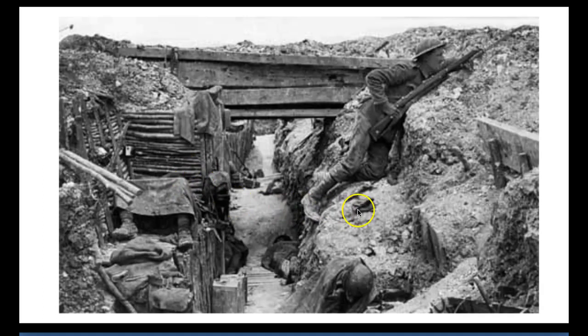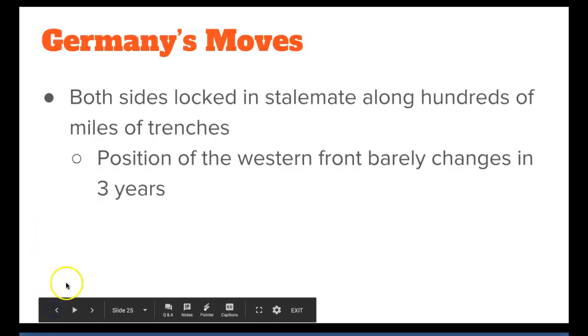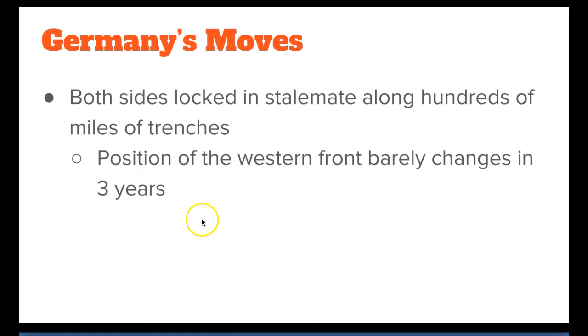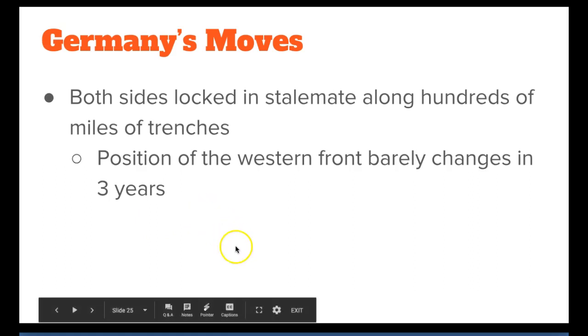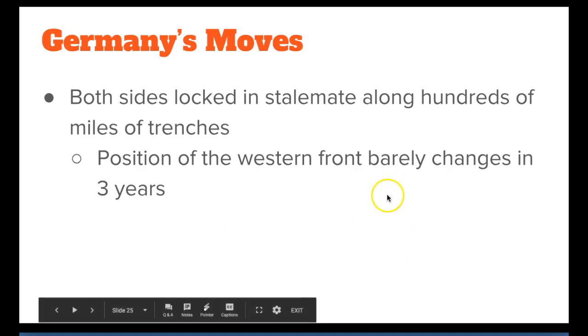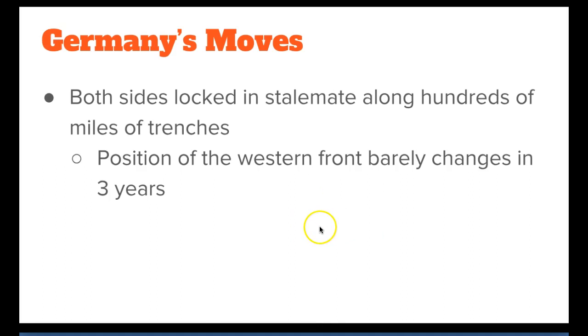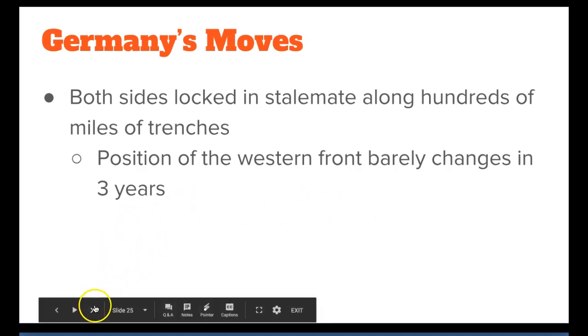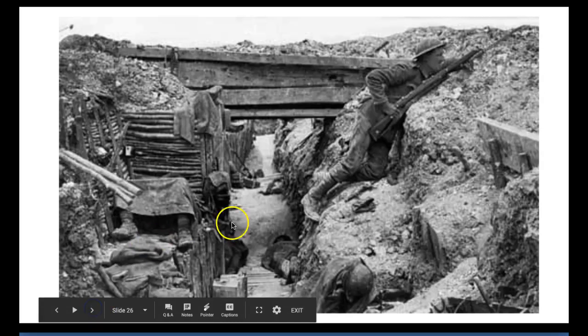And here are some pictures of trenches. Actually, let me go back to that idea for just a second. So you have guys that are fighting, right? You've got your Central Powers on one side, you have your allies on another. They fight, they kill each other, they gain a little bit of ground, they lose a little bit of ground, and it's this back and forth type of fight for the next 3 years, 1914 to 1917.